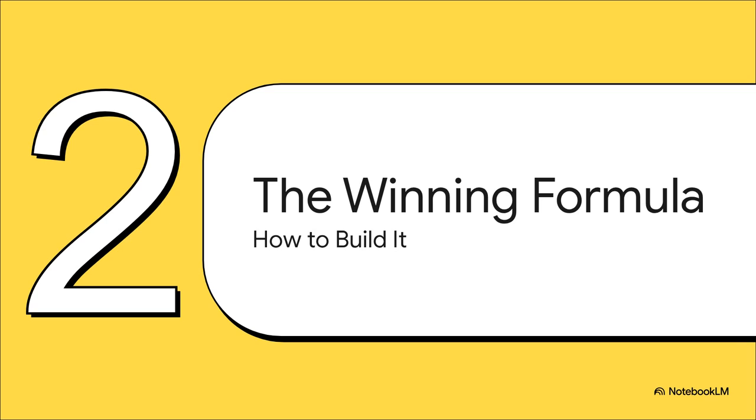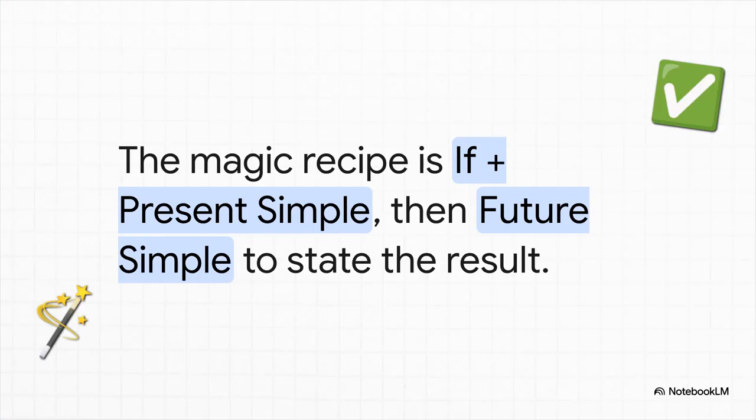Okay, now, here's the best part. You might think this sounds complicated, but it's not. Not at all. In fact, there's a super simple, kind of like a winning formula, that you can use every single time to get these sentences perfect. And here it is, the magic recipe. You kick things off with if plus the present simple tense, and then you follow up with the result using the future simple, usually with the word will. That's it. It's that simple.